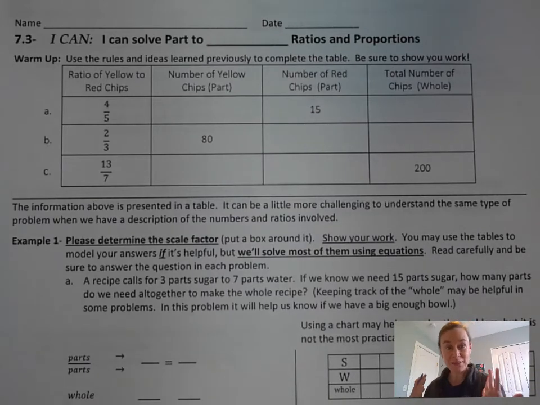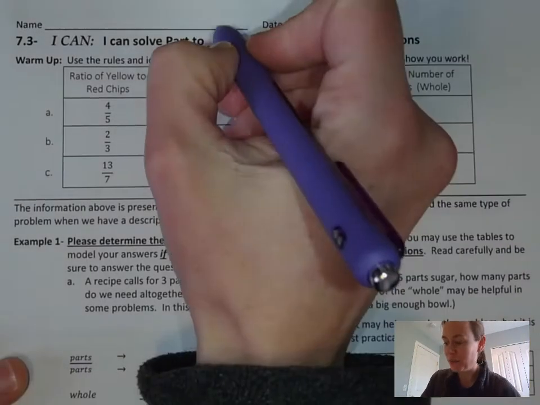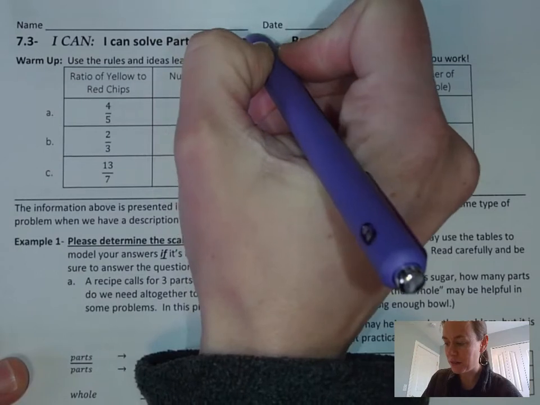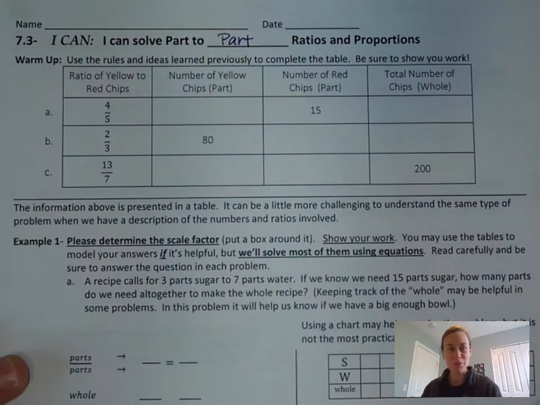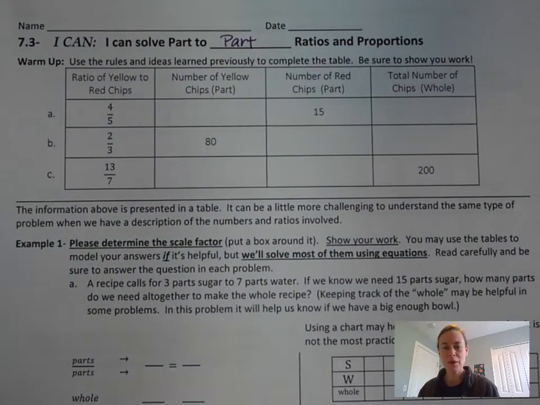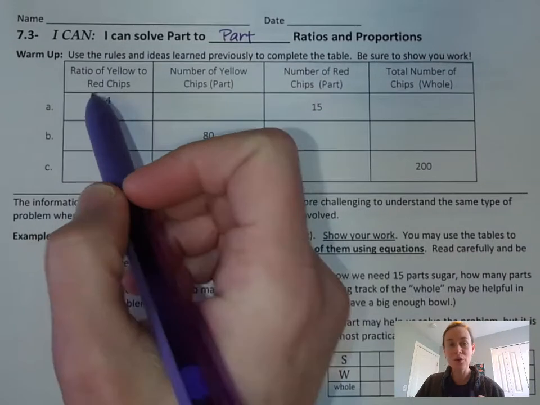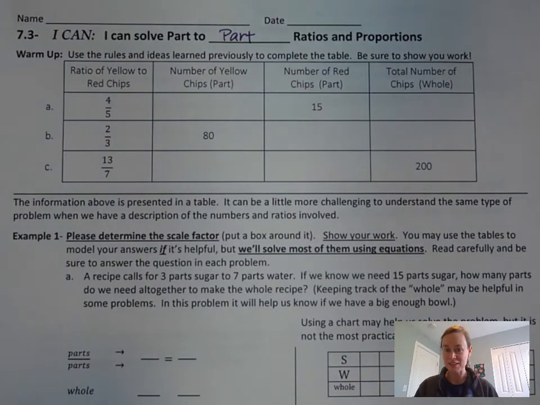Today our I can statement is I can solve part-to-part ratios and proportions. So when we talk about part-to-part, we're talking about parts of the whole to parts of the whole. Like when we did the yellow and red chip assignment yesterday, we were talking about yellow chips to red chips. We weren't talking about yellow chips to the whole. Well, we kind of were. It depends on which column you are looking at.